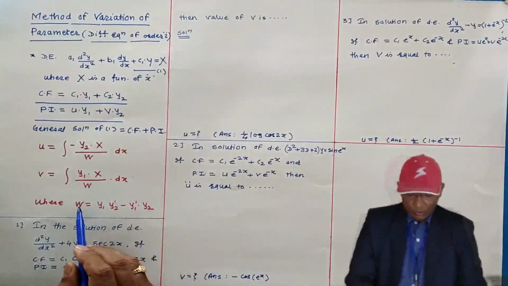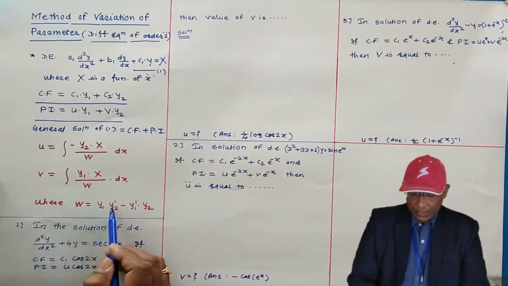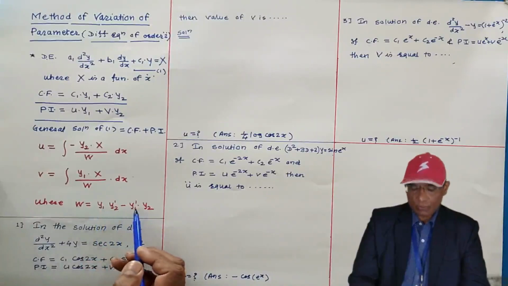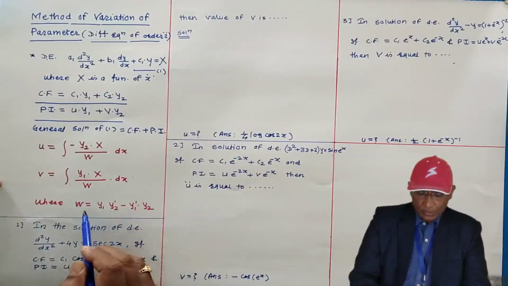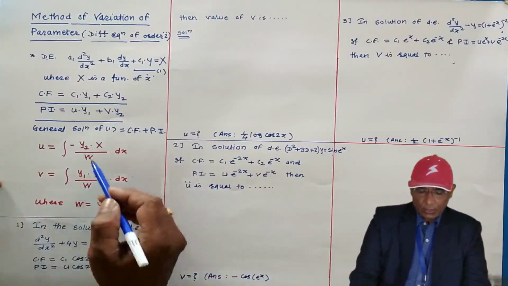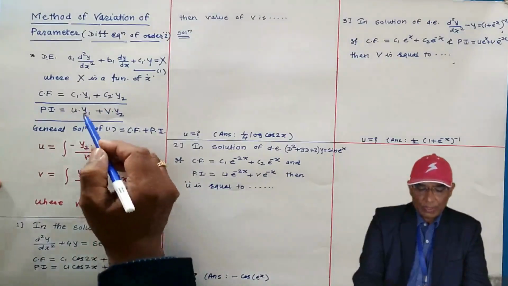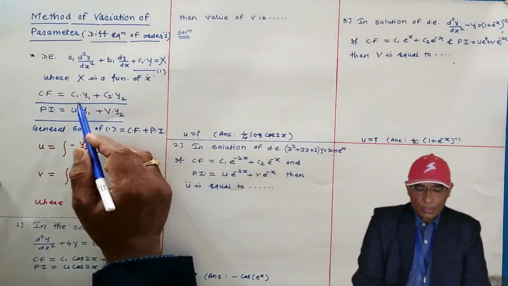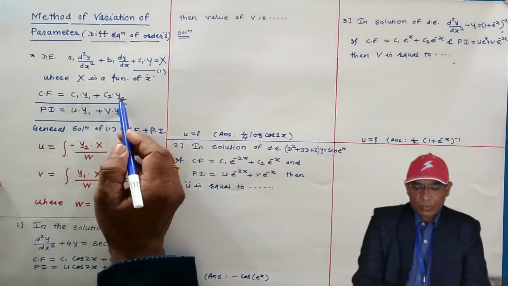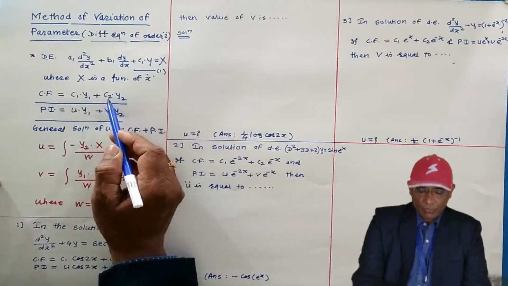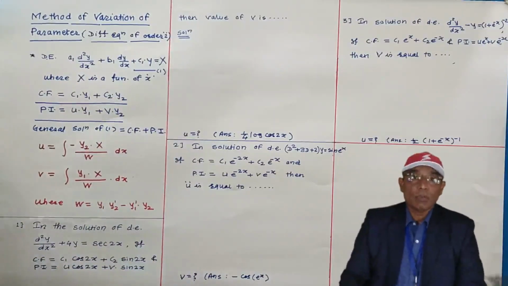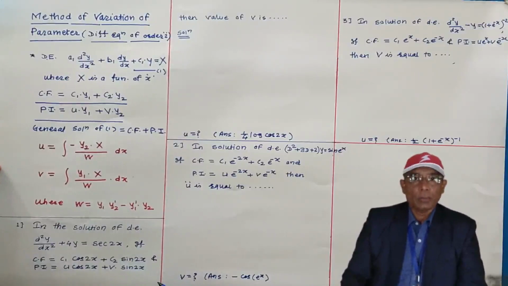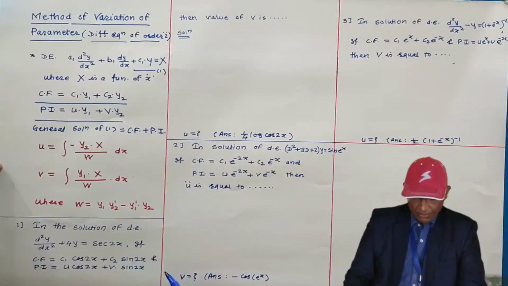So what is w? w is y1 y2 dash minus y1 dash y2. This is called the Wronskian function, and w is also required here. So how do you get y1 and y2? y1 is the coefficient of c1 and y2 is the coefficient of c2. So first of all, we have to find the complementary function. Now, how will the multiple choice question be asked in the examination?